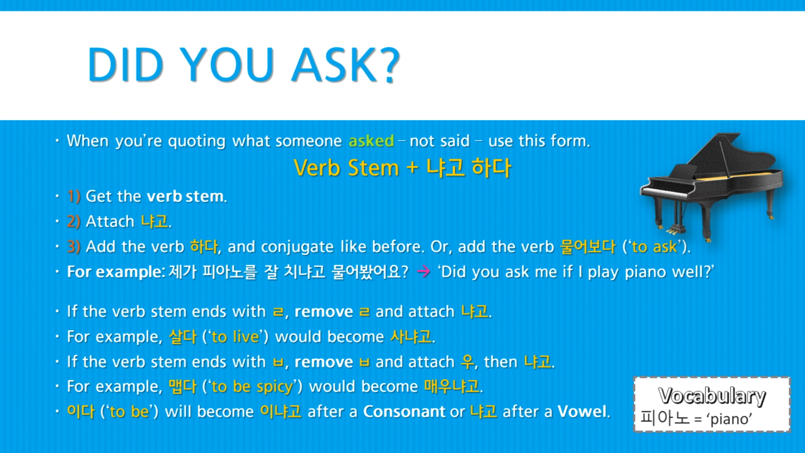Note that if the verb stem ends with ㄹ, remove the ㄹ and attach 냐고. For example, 살다, to live, would become 사냐고. Or if the verb stem ends with a ㅂ, remove the ㅂ and attach 우, then 냐고. For example, 맵다, to be spicy, would become 매우냐고. And 이다, to be, will become 이냐고 after a consonant, or 냐고 after a vowel.